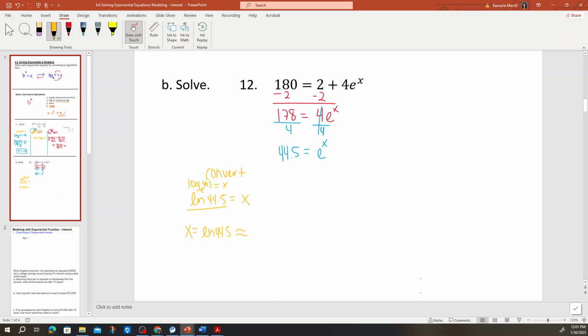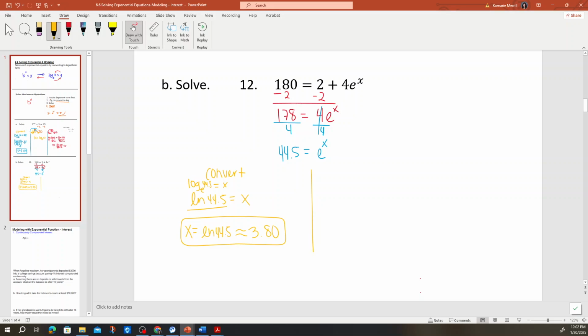And if you guys don't mind telling me the decimal to maybe 2 decimal places, that'd be great. 3.7. Well, actually, it could be 3.80. You think 3.80? Perfect. Is everybody getting close to that answer or getting that? Awesome.